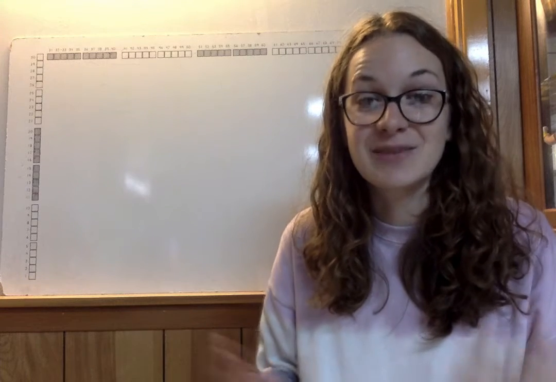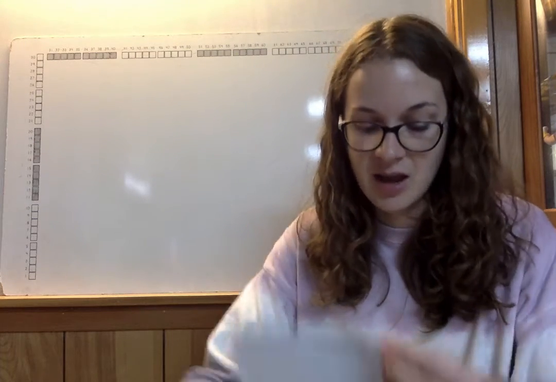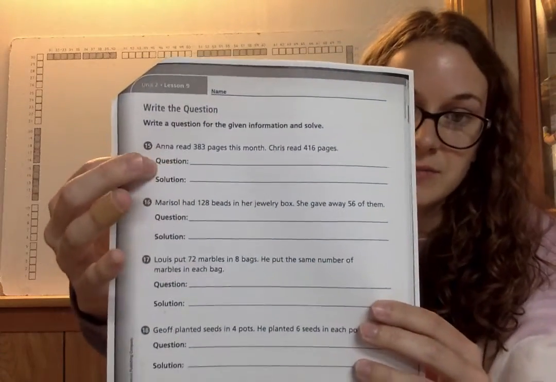My question that I come up with, I want to do something easy, so I want to add them together. So my question could be, how many pages did they read together? Right? And so that would be my question that I would write on my line that says question. How many did they read together? How many did they read in all? And then my solution, I'd have to show my work, so I would do 383 plus 416 to get my total. Okay, so that's what you're doing for 15, 16, 17, 18, and 19.